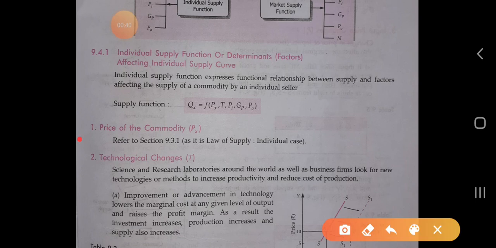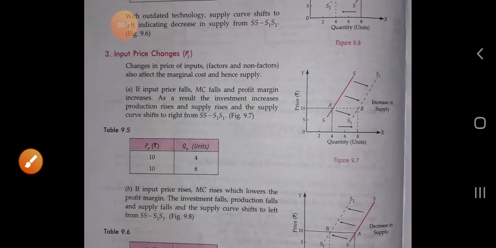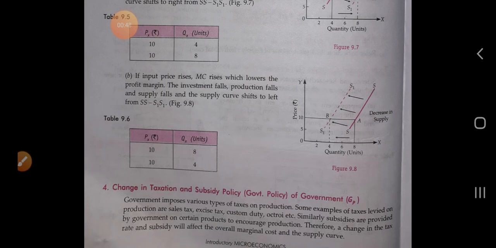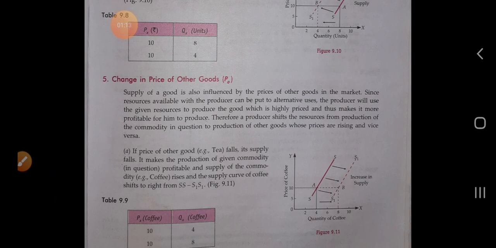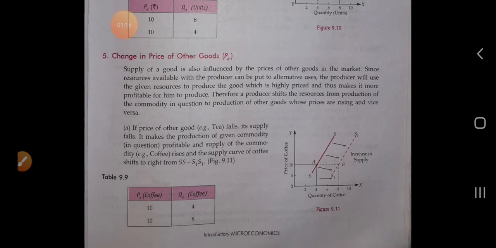We have already studied the price of the commodity, technological changes, input price changes, and changes in taxation and subsidy policy. What will be the impact on the supply curve when there are factors affecting the supply? The curve is shifted rightward or the curve is shifted leftward. So all these four factors we have already studied. In today's class we are going to study the next factor which affects the supply. It is the change in the price of the other goods.